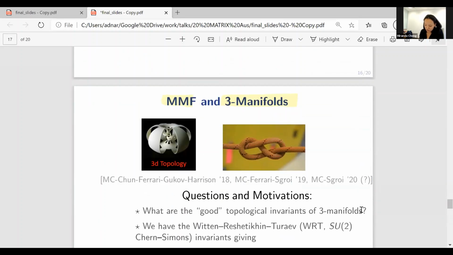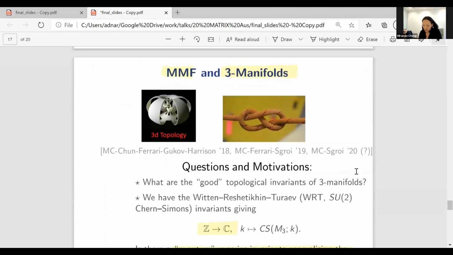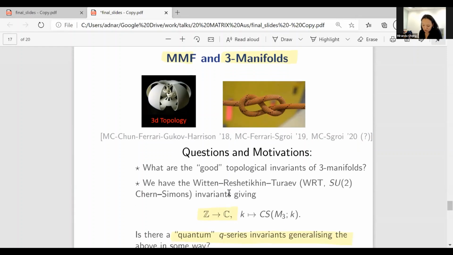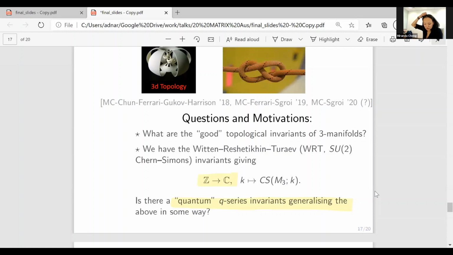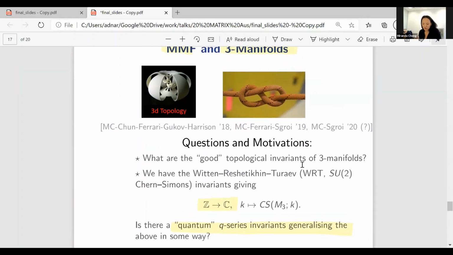So I'm ready to move on to the next topic, but I don't think I have a lot of time left. I'm just going to use maybe 3 to 5 minutes to tell you very briefly the relation between the appearance of modular forms and the study of 3-manifolds. This is what I've been studying in recent years. The questions and motivations from the topology side are: what are good topological invariants of 3-manifolds, which we can use to determine whether two 3-manifolds could possibly be topologically equivalent?